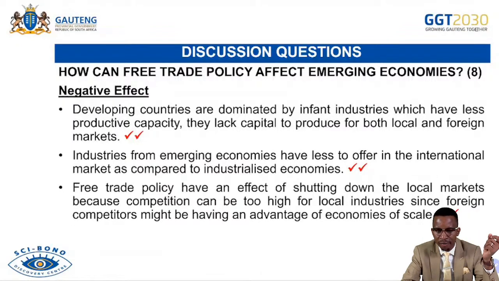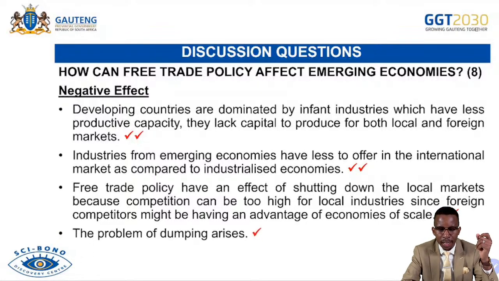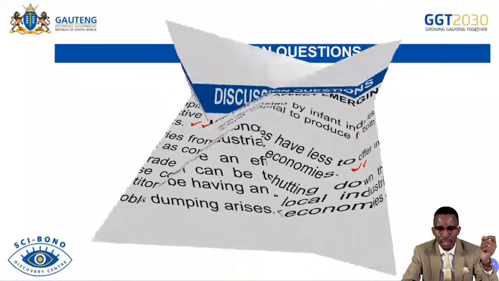Free trade policy has the effect of shutting down the local market because competition can be too high and unfair for local businesses, since foreign companies might have the advantage of economies of scale while local businesses are faced by diseconomies of scale. The problem of dumping can arise, resulting in local consumers demanding mostly cheap products from foreign countries and compromising locally produced goods and services.